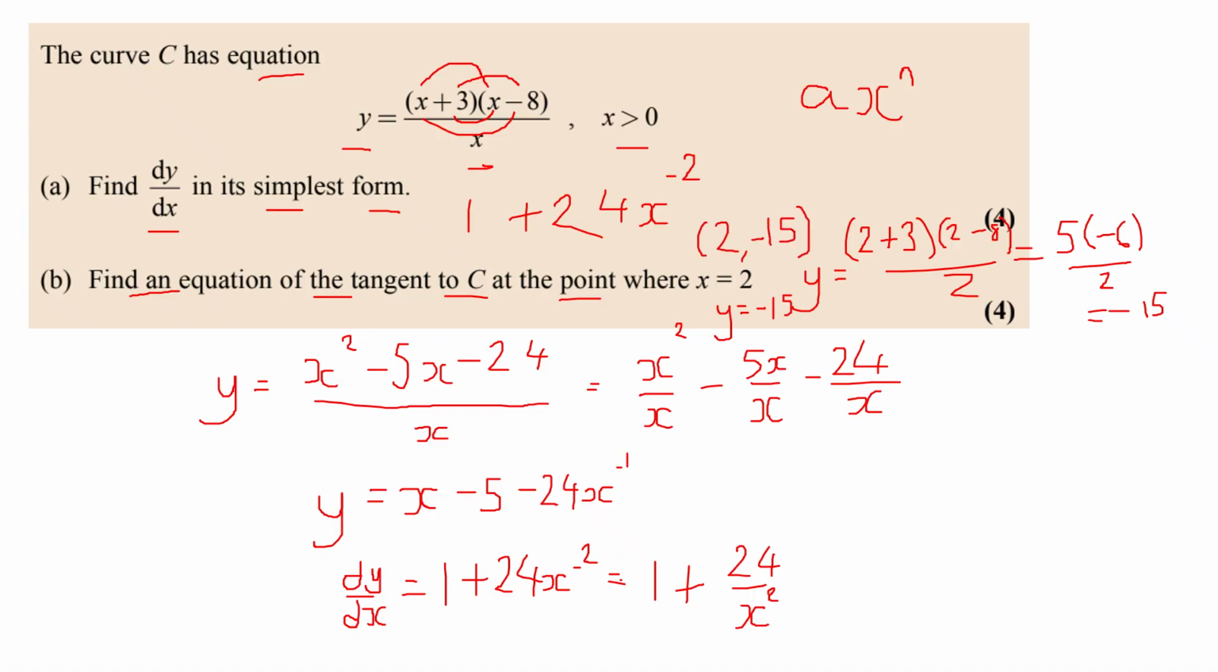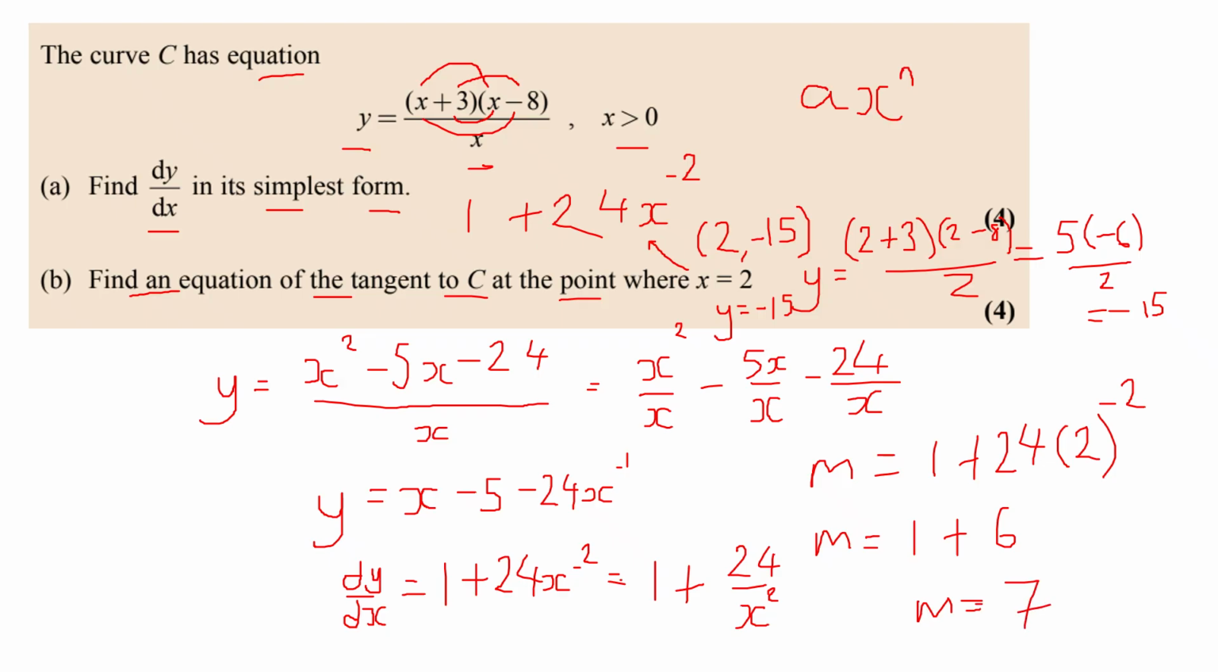I'm now going to substitute x equals 2 into my dy by dx function to work out the gradient at that point. So m is equal to 1 plus 24 times 2 to the minus 2. So 2 to the minus 2 means 1 over 2 squared, which is 1 over 4. Times it by 24, we get 6. We get 1 plus 6, or 1 add 6 makes 7.